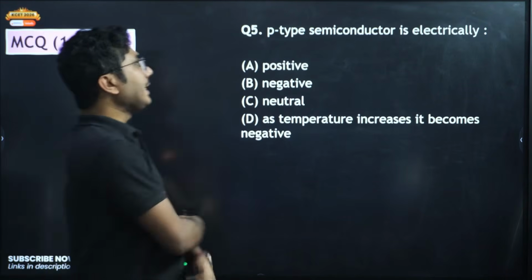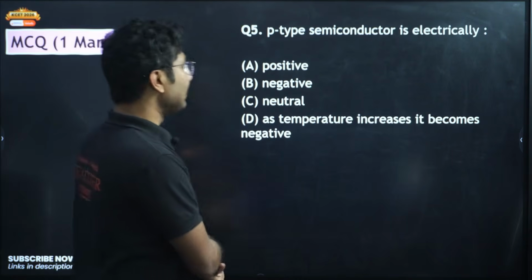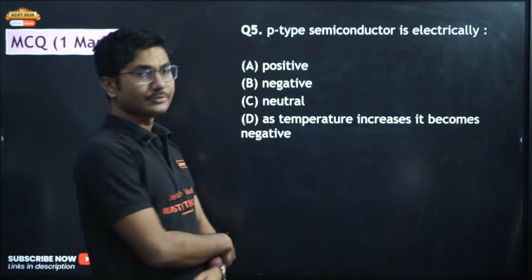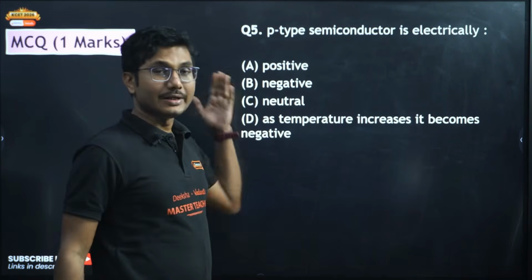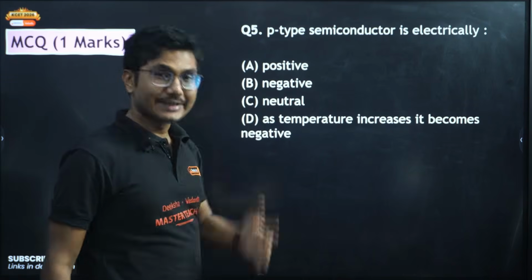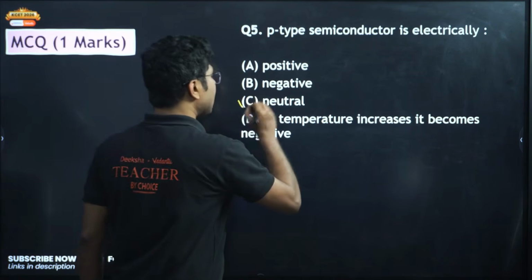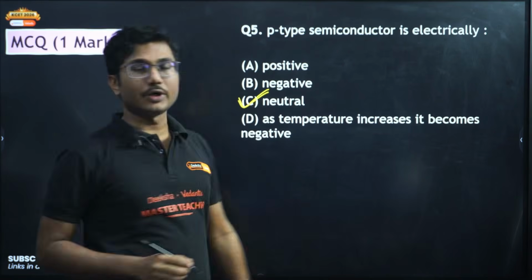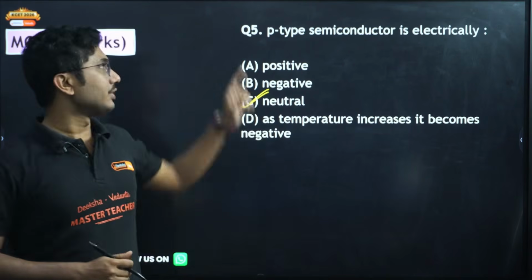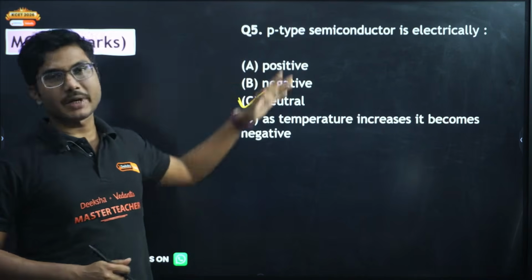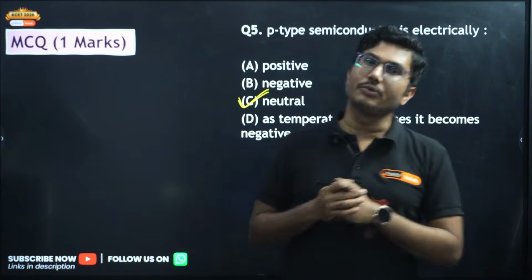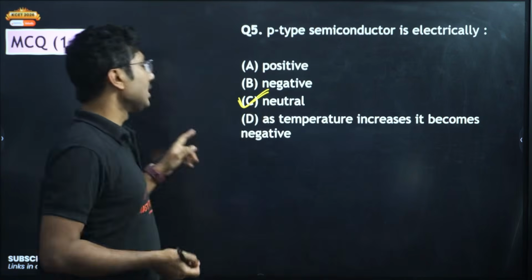Next, a P-type semiconductor is electrically positive, negative, neutral. As temperature increases, it becomes negative. So no matter whether it is P-type, N-type, intrinsic, or extrinsic, it is always electrically neutral. It does not matter what. Semiconductors are always electrically neutral. So P-type, N-type does not matter, because the total number of positive charges and negative charges are always equal. So it is electrically neutral.